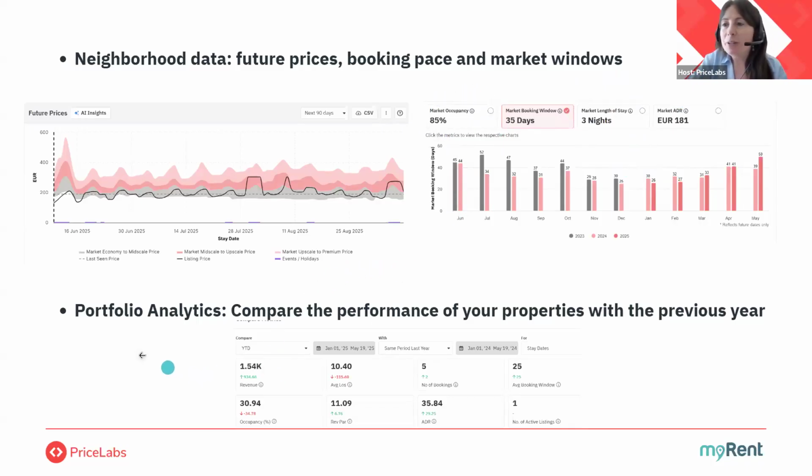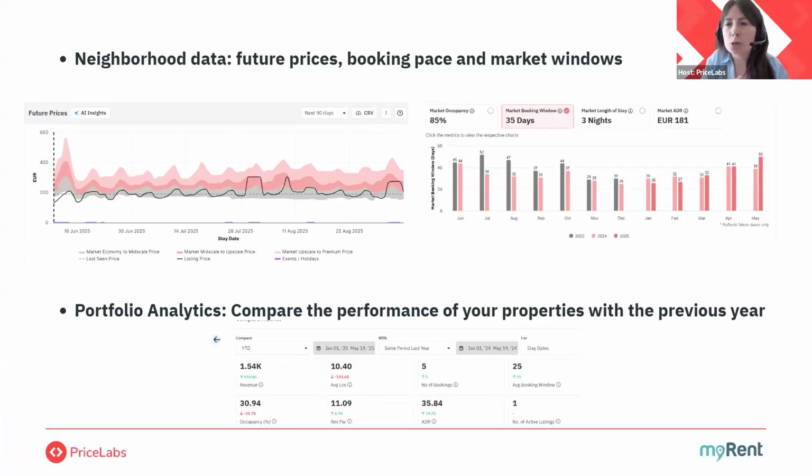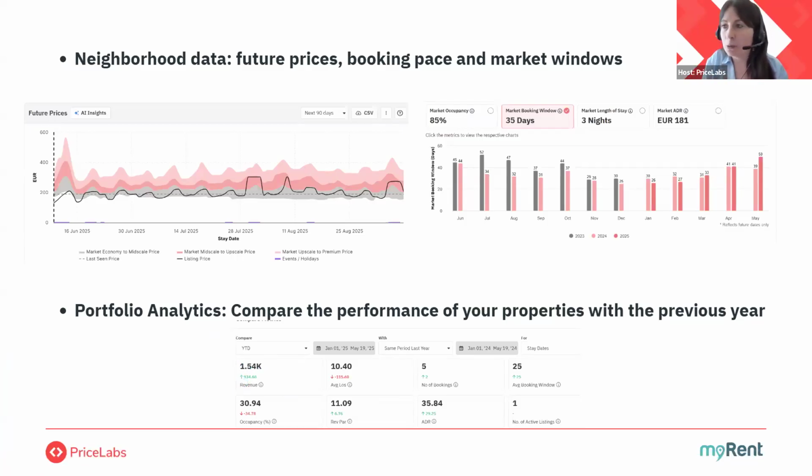You can also check the length of stay, you can check the ADR and the occupancy, everything also month by month. Then you have Portfolio Analytics, the tool that we were mentioning before. It's like a report where you can see how you are performing. You can compare different time ranges. So for example, if I want to check how I was doing in June 2025 compared to June 2024, I can do it. And also here I can see a green indicator if I'm doing better than last year, a red indicator if I'm doing worse than last year. I can also do this for a group of properties or maybe for a specific city, so I can use the filter to combine this.